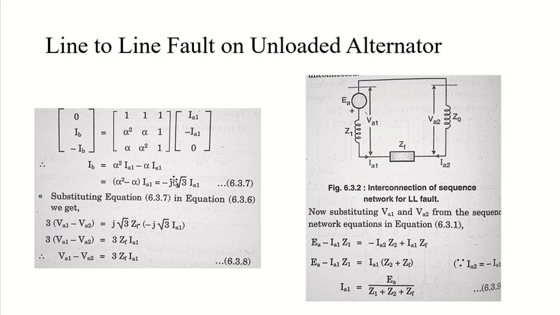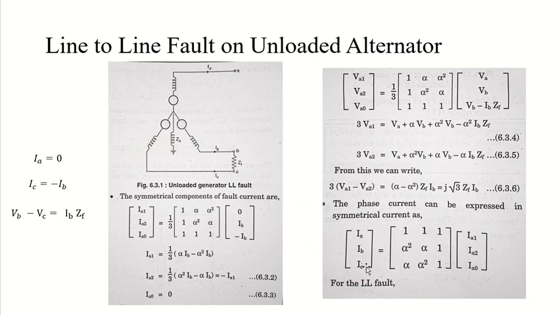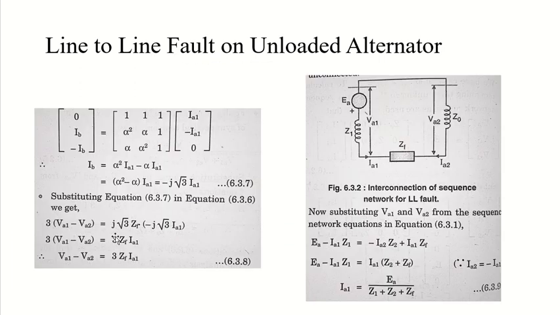Now we will simply substitute this equation into the previous equation. We will be substituting the value of IB in this equation, and what we will get is 3 into VA1 minus VA2 equal to j root 3 into ZF, which was previously here, so the value of IB minus j root 3 IA1.